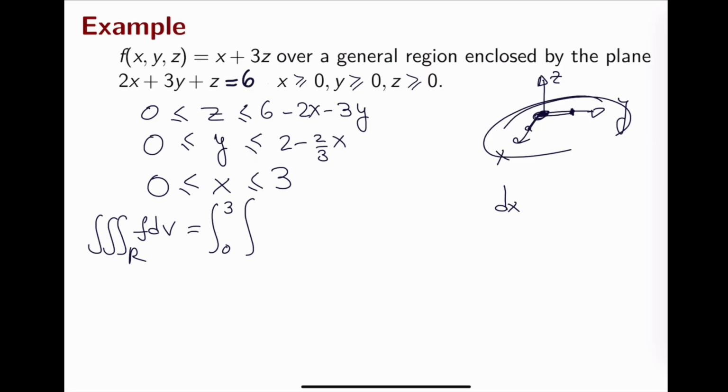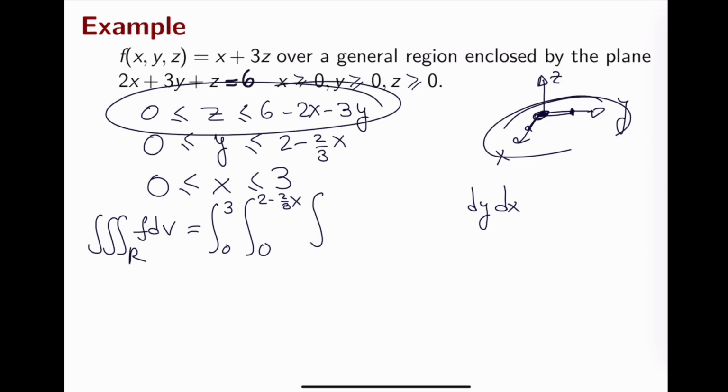And then the integral from 0 to this function that depends only on x, dy. Y is the one that is varying in this range. And the innermost one will be the variation of z, that is between 0 and this function that depends on x and y, 6 minus 2x minus 3y. And this is going to be the variation of z.